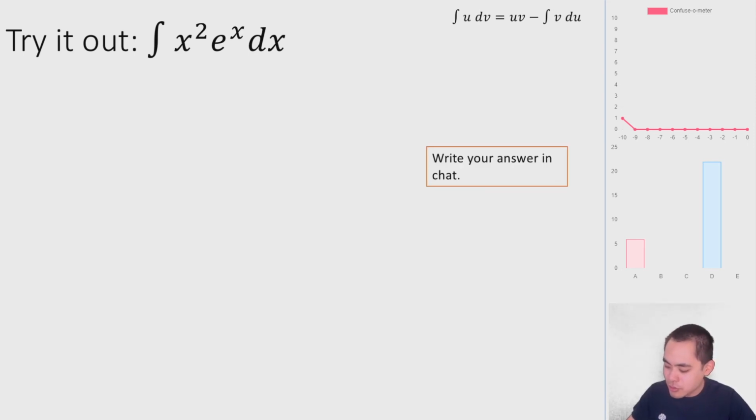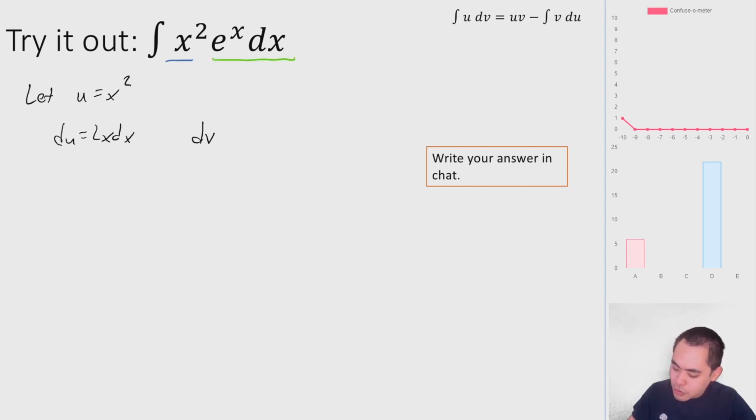I was going to have you guys do this one, but so what we do here, let's guess u is equal to x squared. That's something that's easy to take the derivative of. So then du is equal to 2x dx. And then dv is what's left over. So if u was that, then dv is what's left over. That's e to the x dx. But that's easy to take the integral of. So v is equal to e to the x.